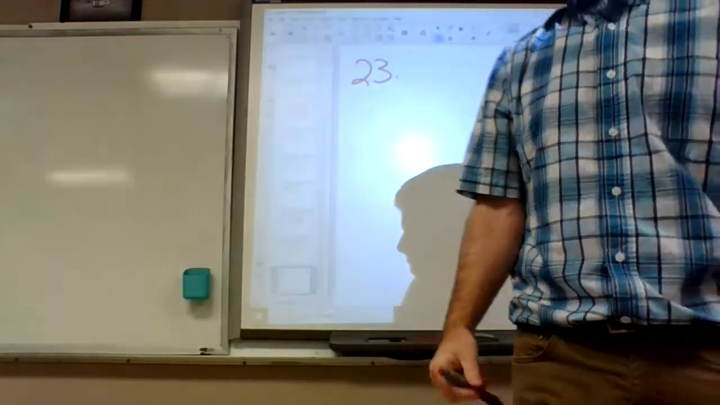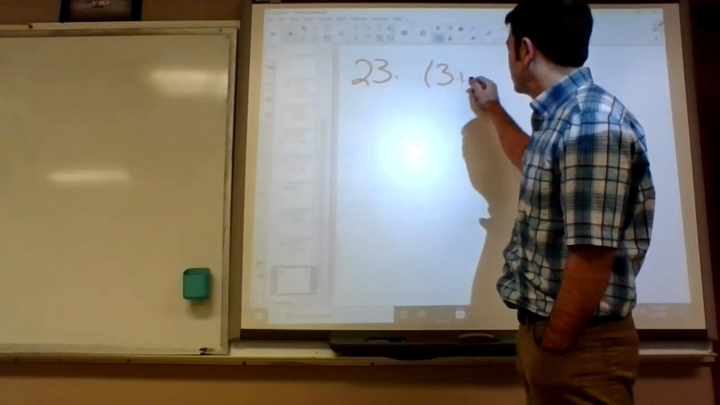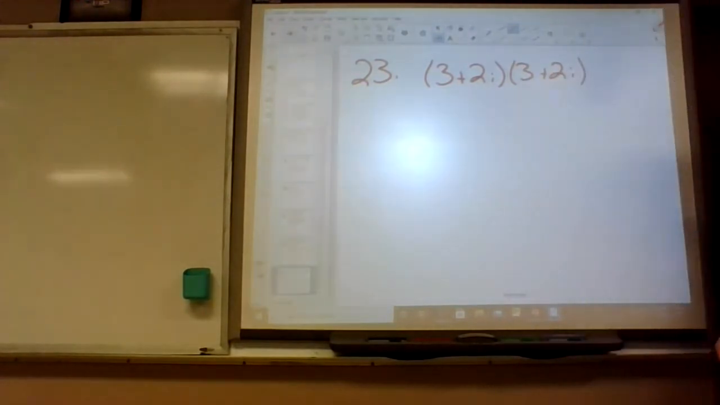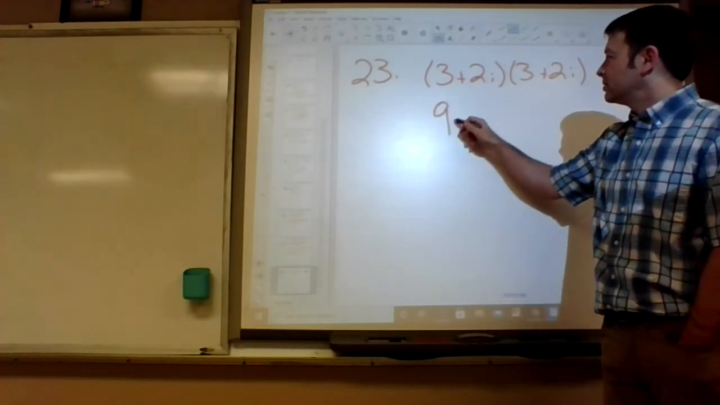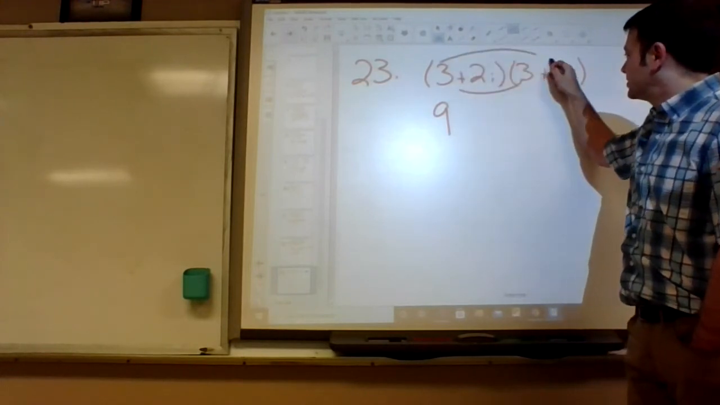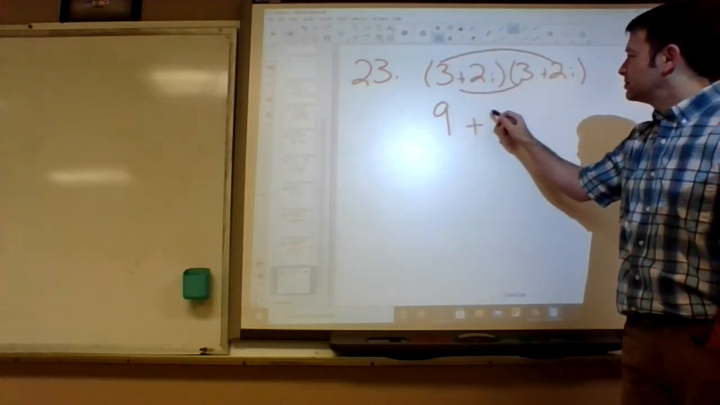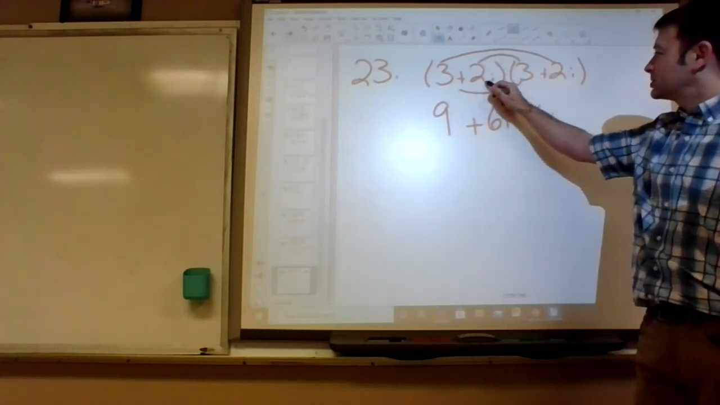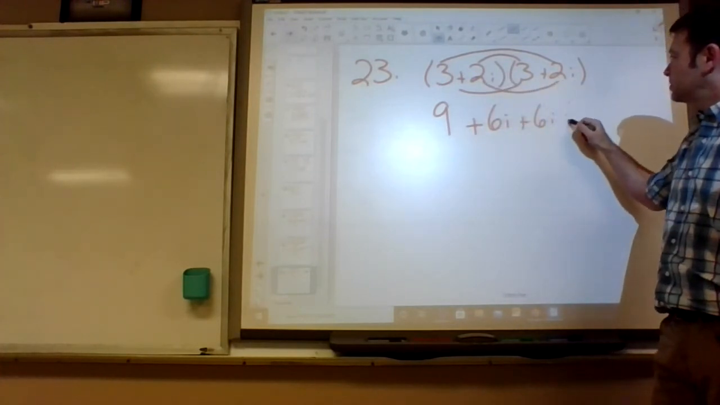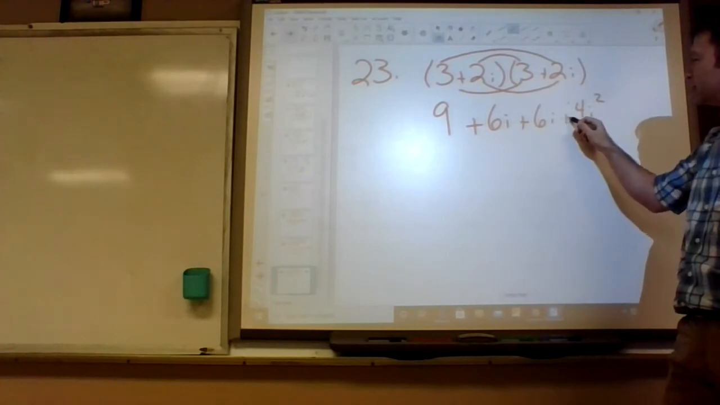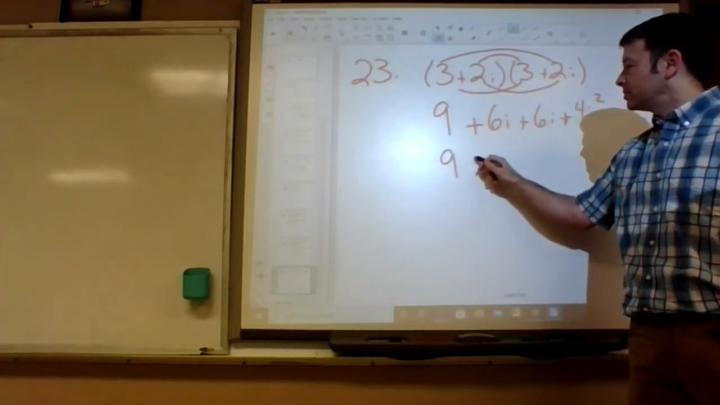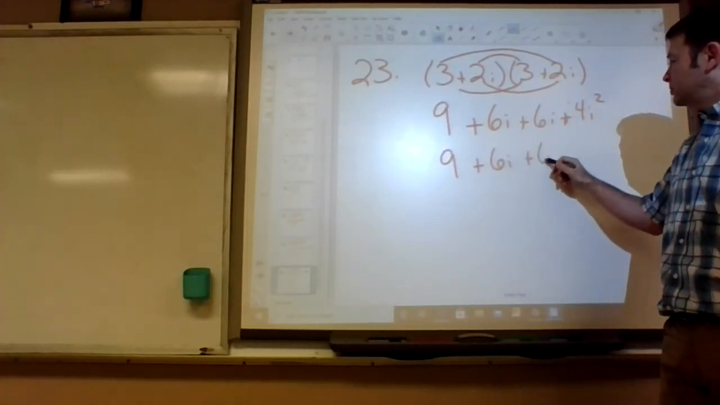Three plus 2i squared. What's the first? 9. What's the outside? 6i. What's the inside? 6i. And what's the last? 4i squared. Yeah, don't forget i times i. We're multiplying, so it's 4i squared. What's 4i squared actually equal to? 4 times negative 1, which is negative 4.